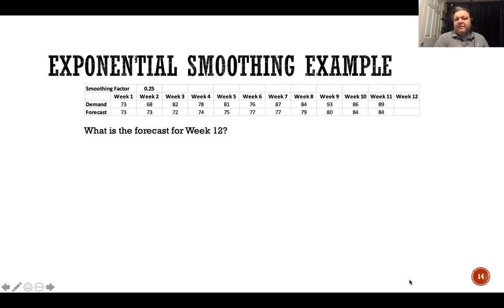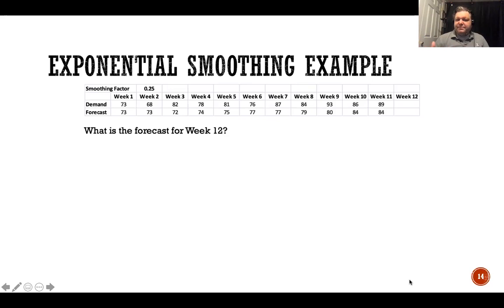So note that we have 11 weeks of data and we're trying to figure out the forecast for week 12. Note that also the forecast has been built up off of each previous forecast week, right? So it's used this exponential smoothing equation for each one. So you can see in demand, we're looking at 73 for week 1, 68 for week 2, 82 for week 3, 78 for week 4, 81 for week 5, and so on and so forth.